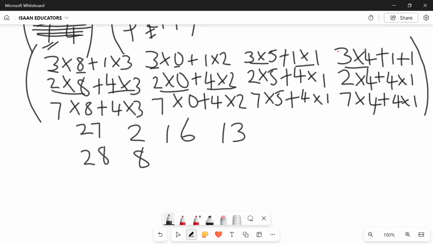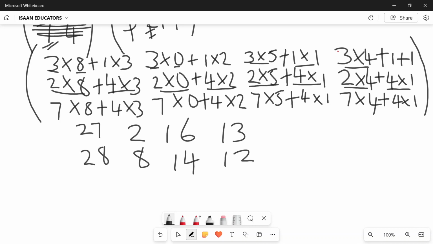So we proceed on to this one. 2 times 5 is 10. Then 4 times 1 is 4. So 10 plus 4 give you 14. Then we still proceed to the other one. 2 times 4 is 8. Then 4 times 1 is 4. So it is 8 plus 4, which is going to give you 12.